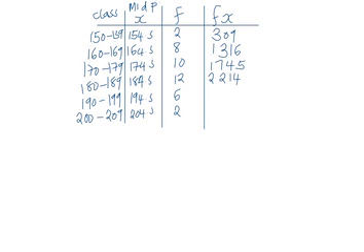We've got 194.5 multiplied by 6, which is 1167. And lastly, we have 204.5 multiplied by 2, which is 409. Now we have to get the summation of fx. So we have 309 plus 1316 plus 1745 plus 2214 plus 1167 plus 409, and this gives us 7160.